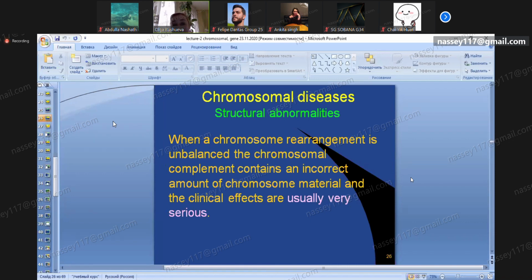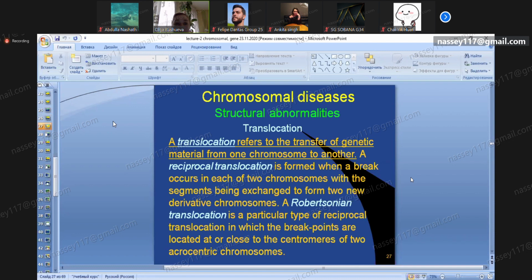When a chromosome rearrangement is unbalanced, the chromosomal complement contains an incorrect amount of chromosome material, and the clinical effects are usually very serious. A translocation refers to a transfer of genetic material from one chromosome to another. A reciprocal translocation is formed when a break occurs in each of two chromosomes, with the segments being exchanged to form two new derived chromosomes.